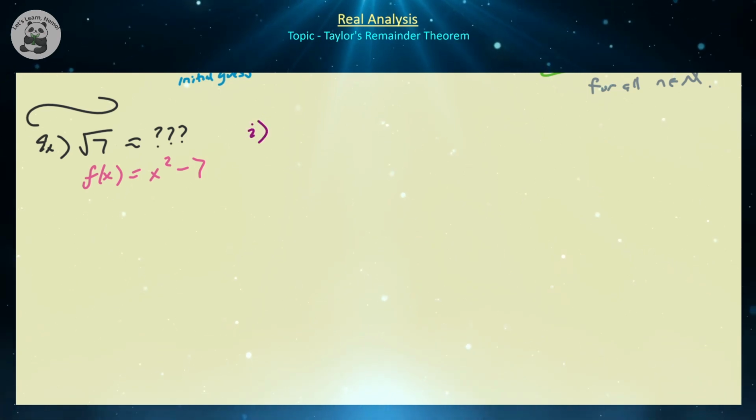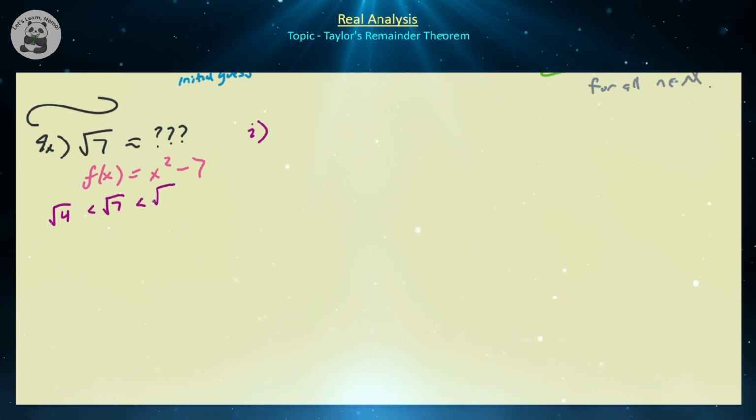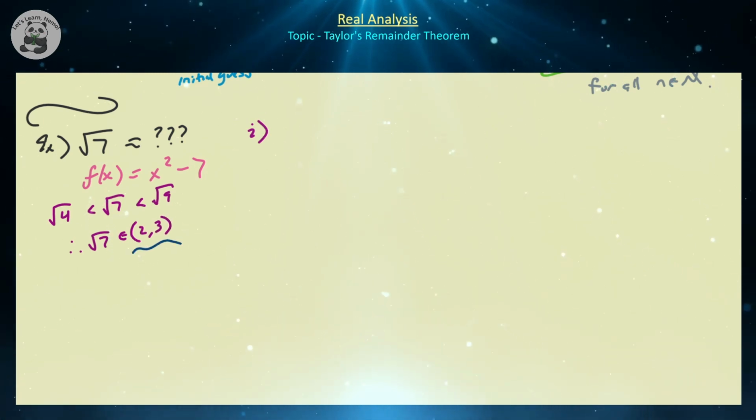So we need to make sure that all of our assumptions are met. So assumption number 1, f of a times f of b is going to be less than 0. Well, what's going to be our a? We know that the square root of 4 will be strictly less than the square root of 7, which will be strictly less than the square root of 9. So we clearly see that the square root of 7 is going to be strictly between 2 and 3. So we can treat our 2 and 3 as our interval a and b.